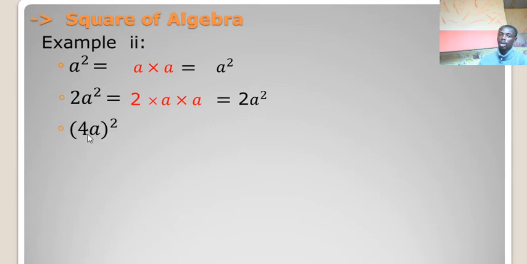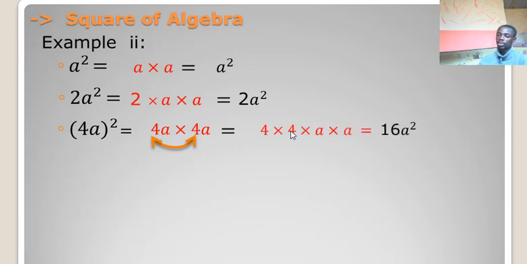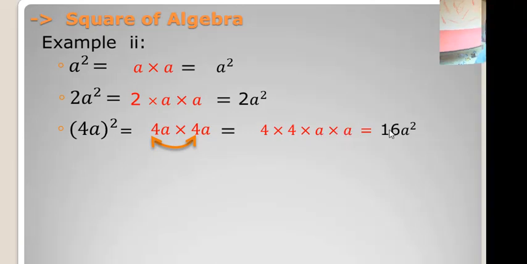Now the next one here, we have 4a in the bracket all squared, and that is going to be equal to, like you have it on the screen, 4a multiplied by 4a. So how do we go about that? You first pick the digits, the figures. So that is going to be 4 multiplied by 4, then multiplied by a multiplied by a. I hope that is understood. So your 4 multiplied by 4 gives 16, and a multiplied by a gives a squared.